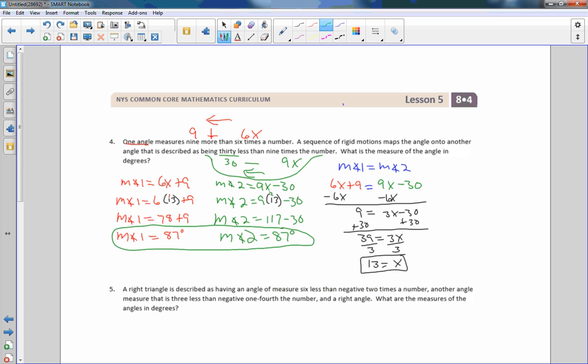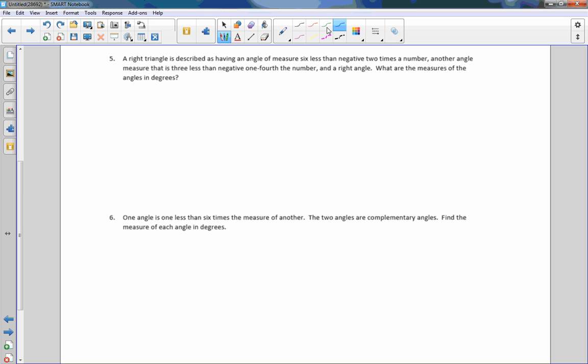Okay. All right, number 5. A right triangle is described by having an angle measure. The measure of angle 1 equals 6 less than, reading it right to left, negative 2 times a number. So it would be negative 2x minus 6.